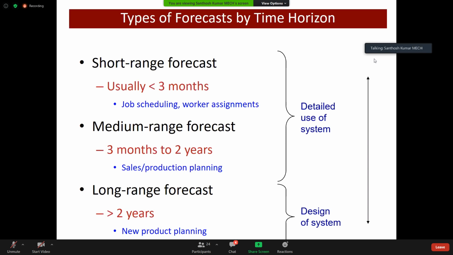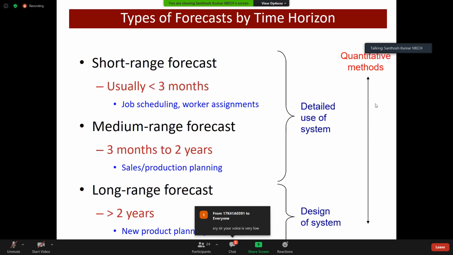And forecasting is again classified into two: one is qualitative, and one more is quantitative.